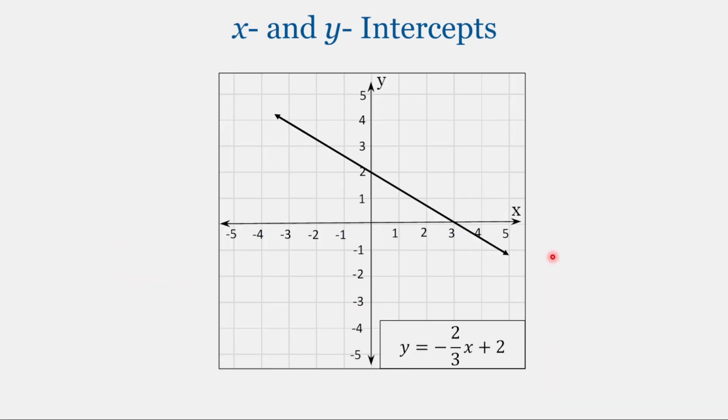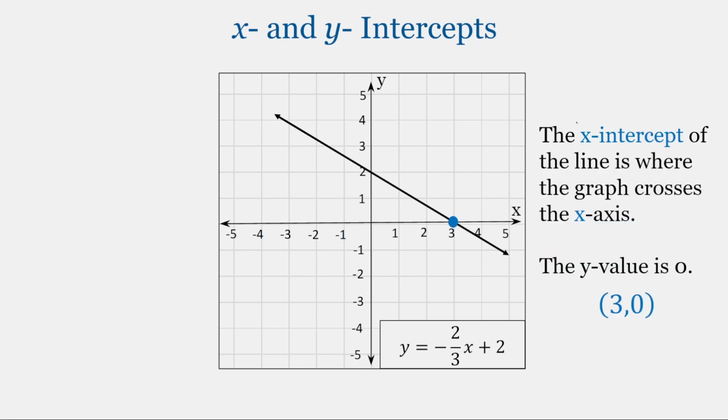Let's review the x and y intercepts. The x-intercept of the line is where the graph crosses the x-axis. In this example, it crosses with an x value of 3, so the x-coordinate value will be 3, and then the y value will be 0. The y-coordinate value for all x-intercepts is 0.